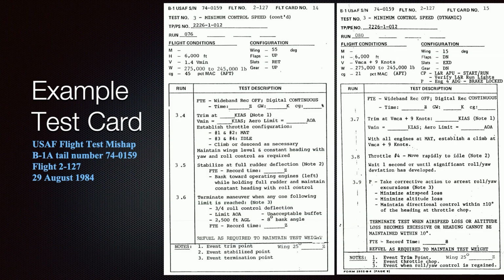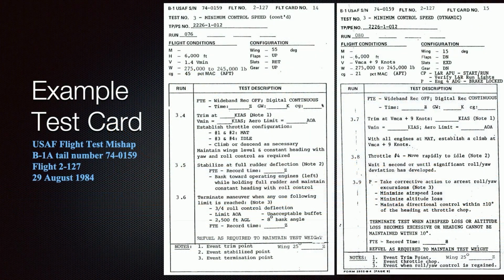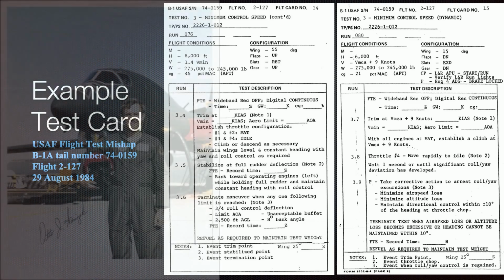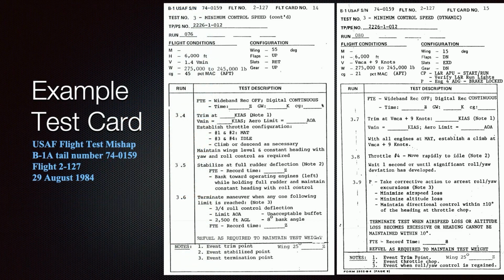The next two test cards are from the U.S. Air Force flight test mishap of the B-1A, tail number 74-0159, on its flight 2-127 on 29 August 1984. These test cards were sourced from the personal records of Captain Otto J. Wanizak, Jr., the Air Force Flight Test Center flight test engineer that was a crew member on this B-1A mishap flight and one of the survivors from the capsule bailout.